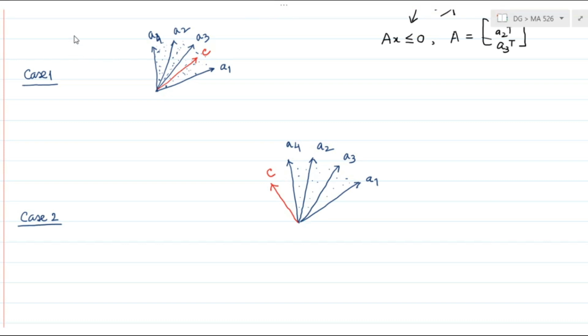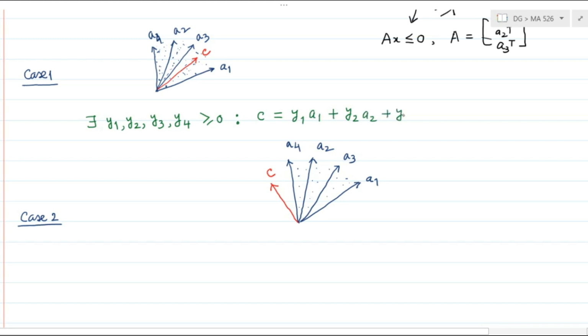If C is inside the cone, then what will happen? You note that if C is inside the cone, then you can find a positive linear combination, that is, non-negative quantities y1, y2, y3 and y4, all of them greater than or equal to 0, such that C is equal to y1 a1 plus y2 a2 plus y3 a3 plus y4 a4. This is very simple to construct.